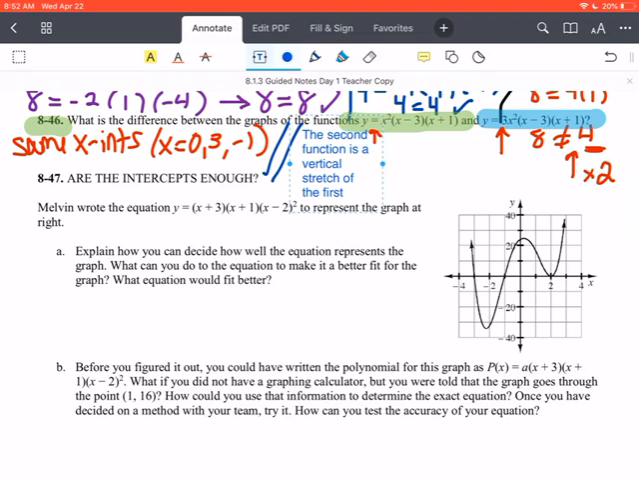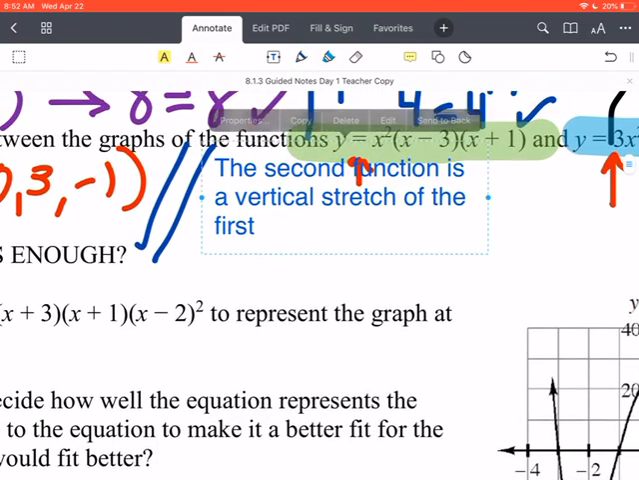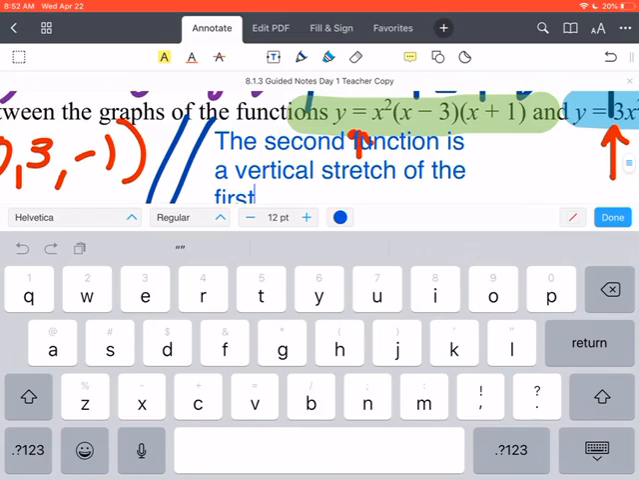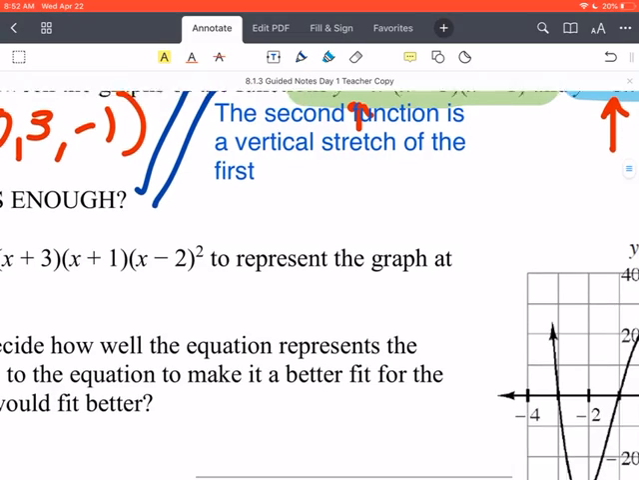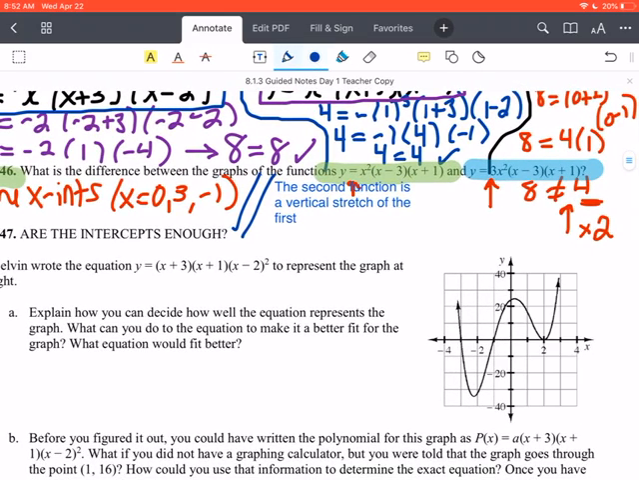So everything is being multiplied by 3. And we can draw an arrow to show that. Whoops, what am I doing here? Let's get off of everything. Let's move this. Sorry. All I want to do is draw an arrow, and that shows your vertical stretch.